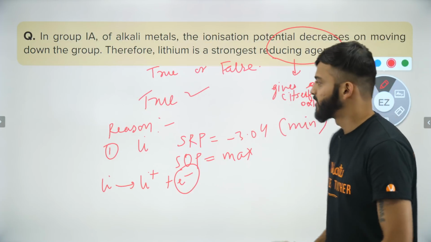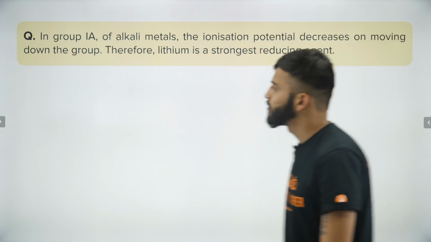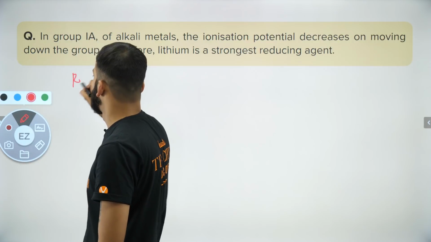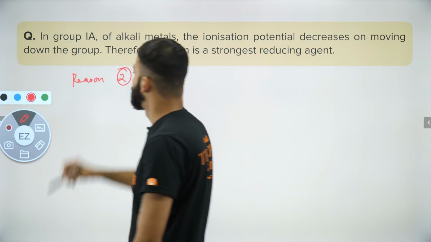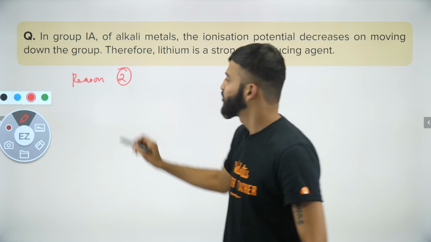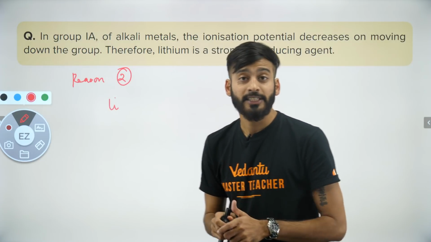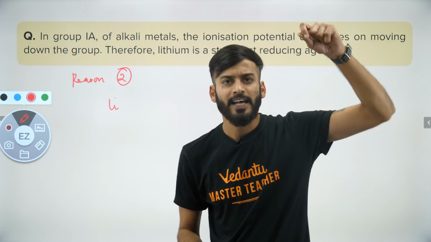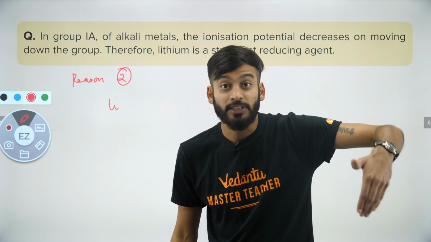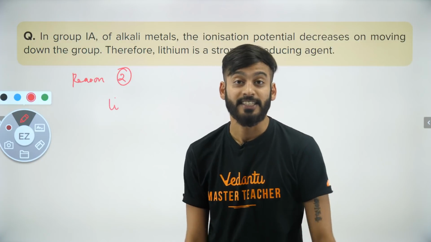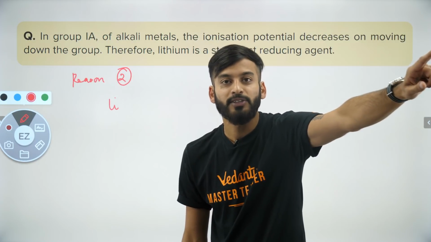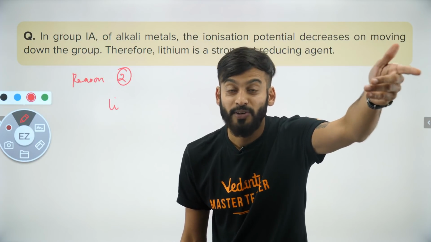Now the second reason. Reason number 2. What is this reason 2 I speak of? Check this out. What you must be thinking is, sir, as we move top to bottom, the size of the atom increases. So cesium should be of the biggest size, so ionization energy will be very less there. So cesium should have been the best reducing agent. But I'm saying no. Lithium is the best.